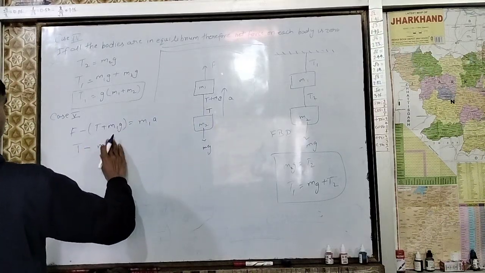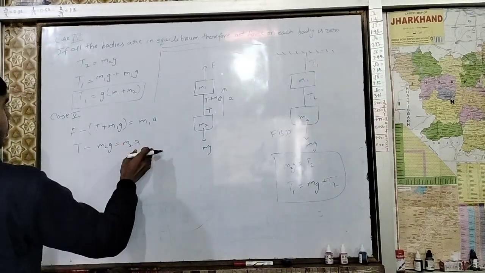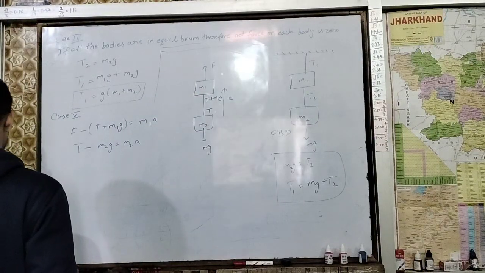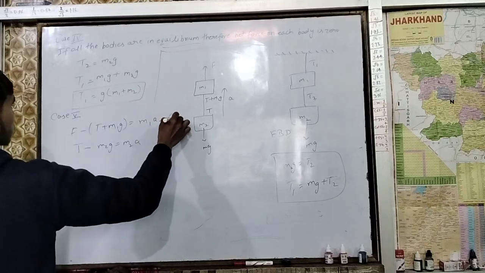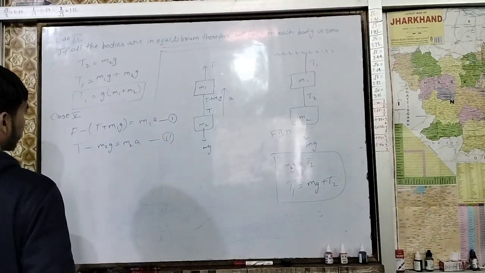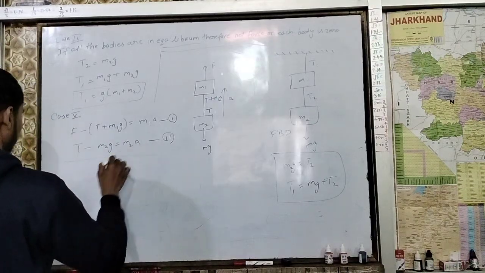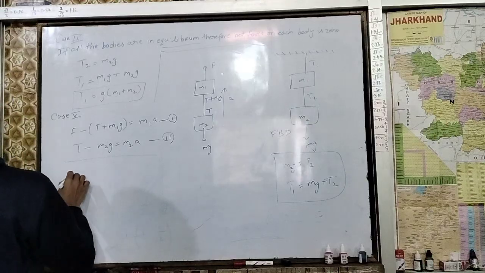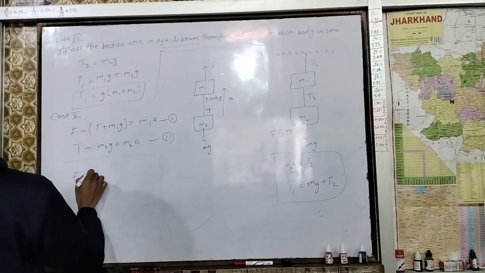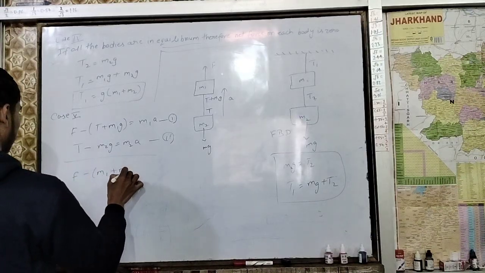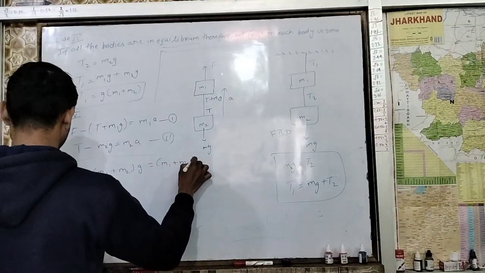So for the second body we have m2 a. This will not be equal to 0, the reason is there is acceleration. So this is one equation and this is the second equation. What is happening over here? F minus m1 plus m2 into g, which is equal to m1 plus m2 into a.